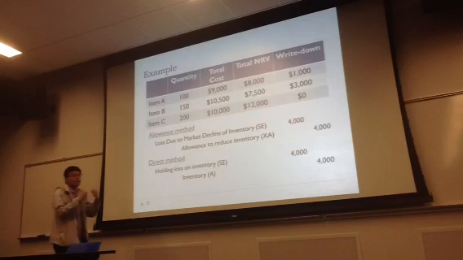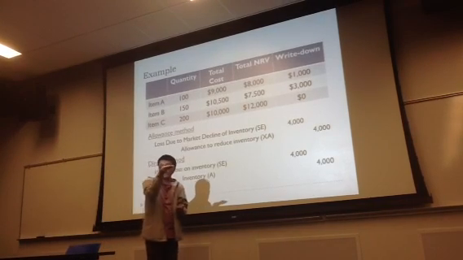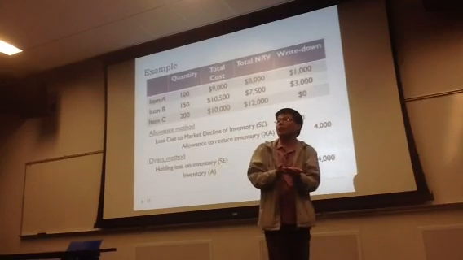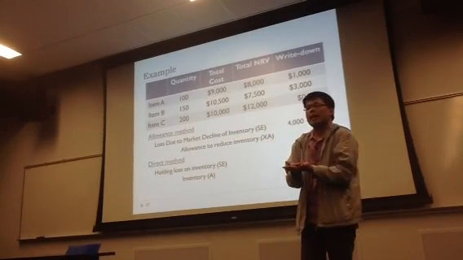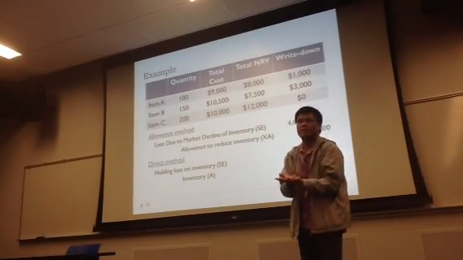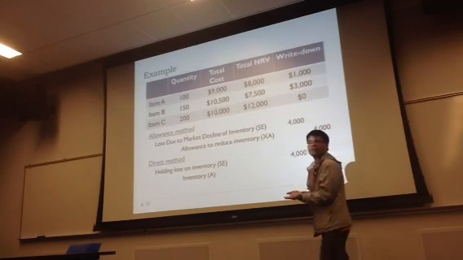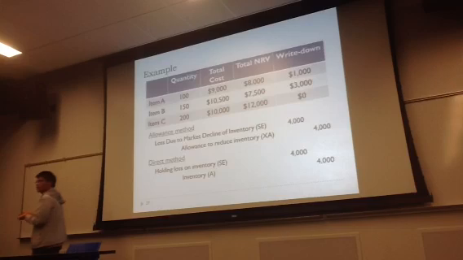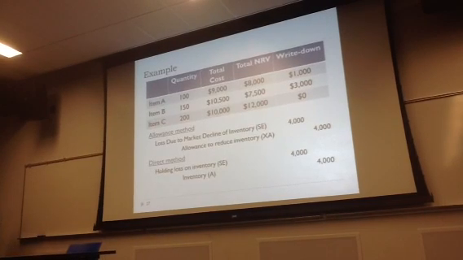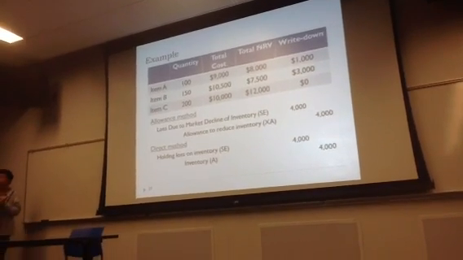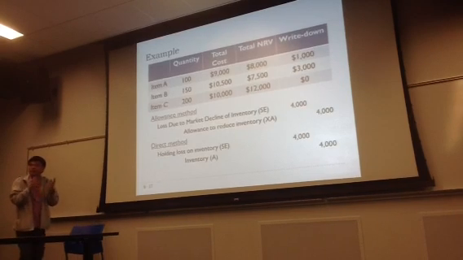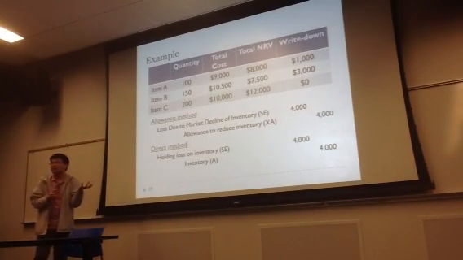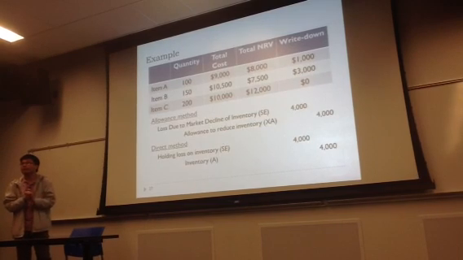Whenever you see the word write down, it means you are decreasing the value of something. Remember last class when we talked about the write down of accounts receivable? We were decreasing the value of accounts receivable, and here we are decreasing the value of the inventory. Any questions for A and B? For both A and B, the market value, which is the NRV, is lower than the cost, so that's why you have to write down the value.